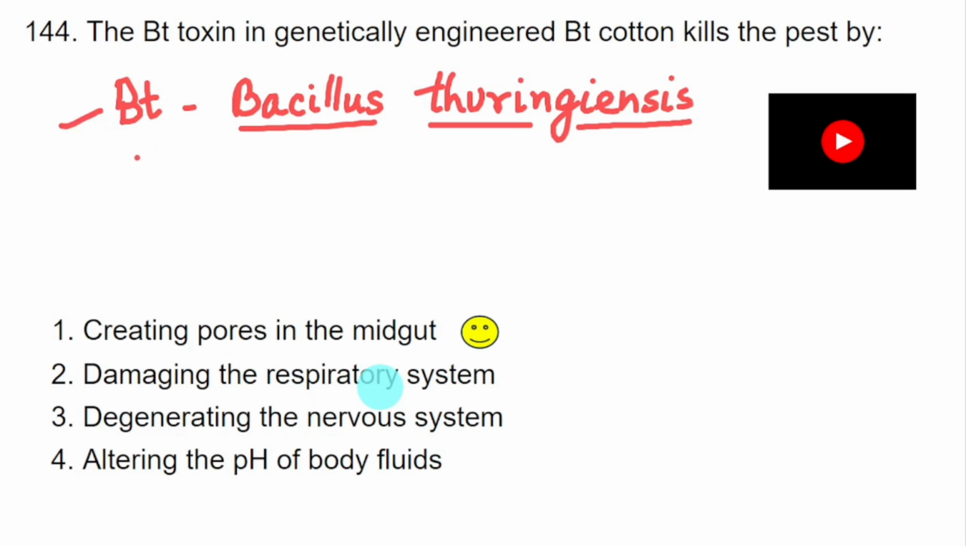Next one will be how is this produced? Why this toxin doesn't kill the Bacillus? The reason is it is produced as protoxin. Protoxin is the inactive precursor form of toxin. So this will be called inactive form.